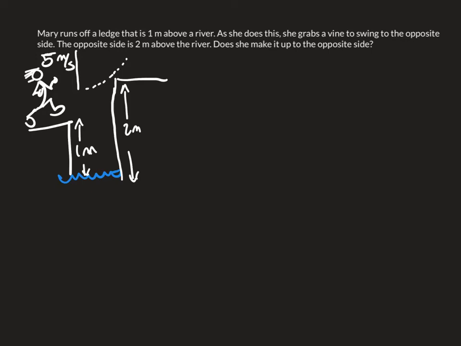Mary runs off a ledge that is 1 meter above the river. As she does this, she grabs a vine and swings to the opposite side. The opposite side is 2 meters above the river. Does she make it up to the opposite side?